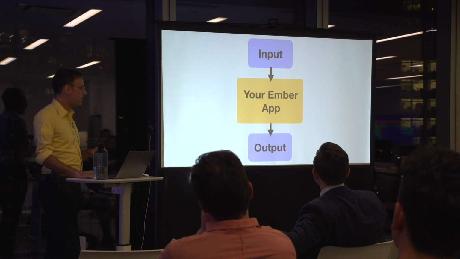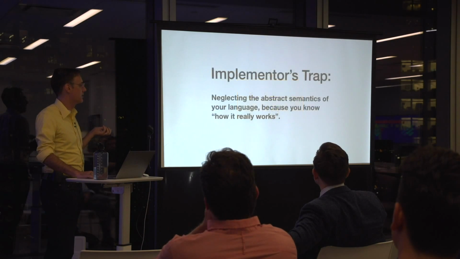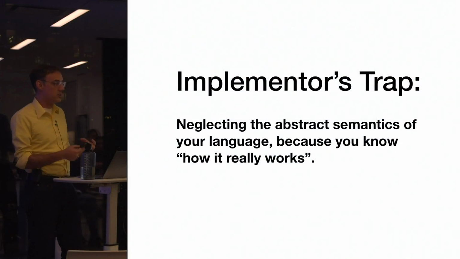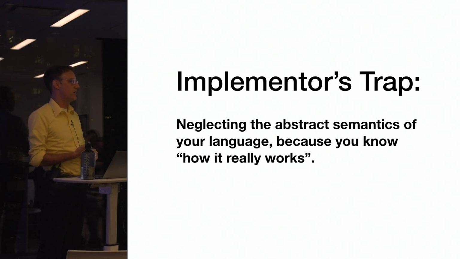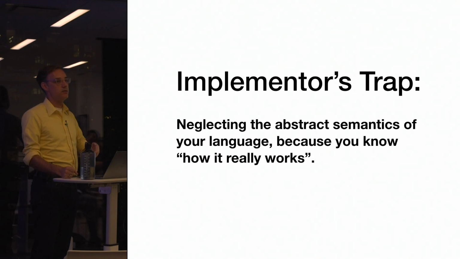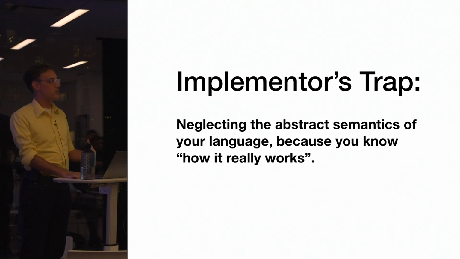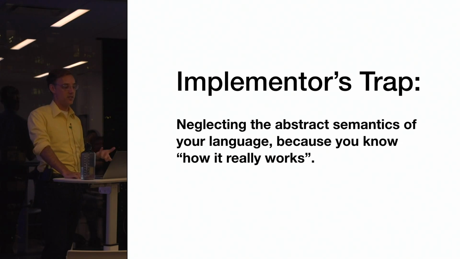And so forgetting to do this, I'm just going to label that mistake here. I'm going to call it the implementer's trap, where you neglect the abstract semantics because you know how it really works. And so you get too into the weeds, and you forget about taking care of what is the abstract semantics of this language, what's it supposed to mean, independent of its implementation, right? I'm calling it the implementer's trap because it's the people who implement this stuff who are the most at risk of falling into the trap because they know how it works. And that extra knowledge can be dangerous.